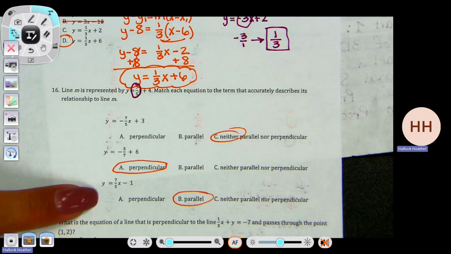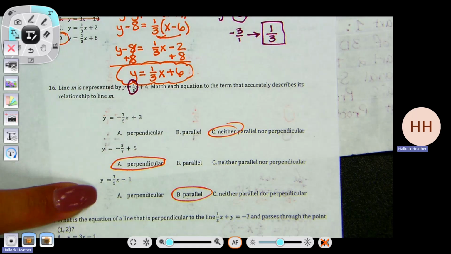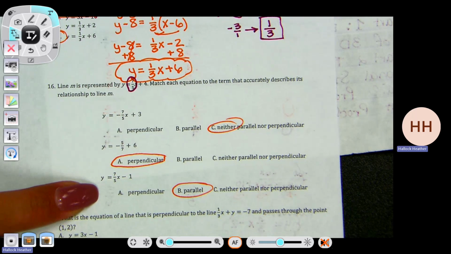Don't look at my paper. Parallel lines have the same slope. Perpendicular lines have opposite reciprocal slopes. If it's neither, then it's neither. There's one of each on the next test. Do not choose perpendicular all 3 times. Don't be a ding dong. Okay, there's one of each.